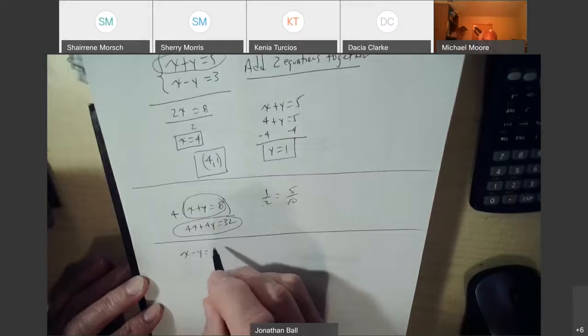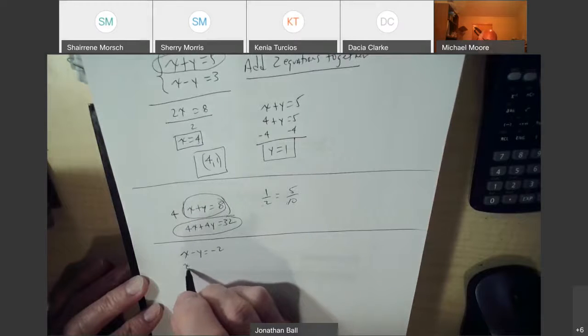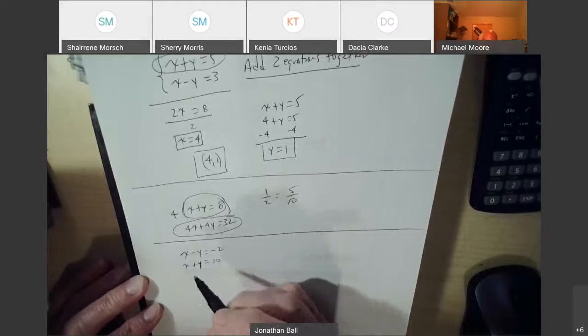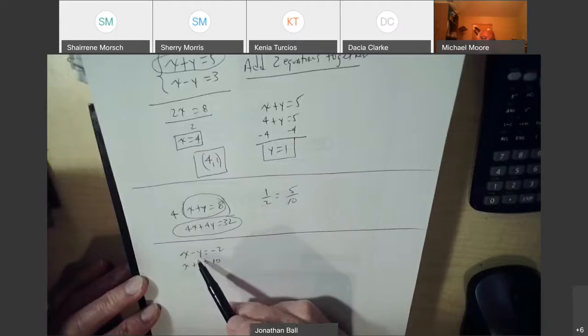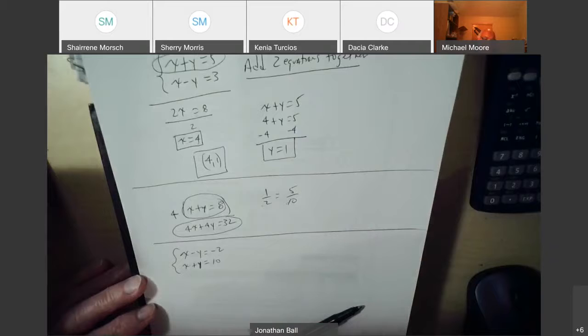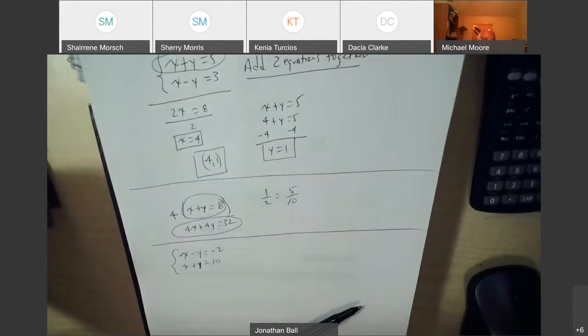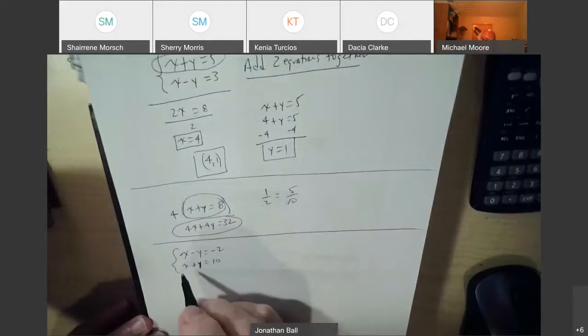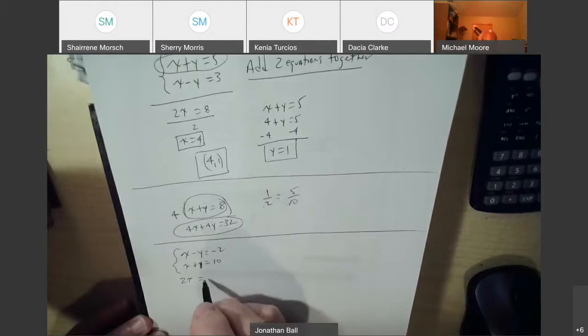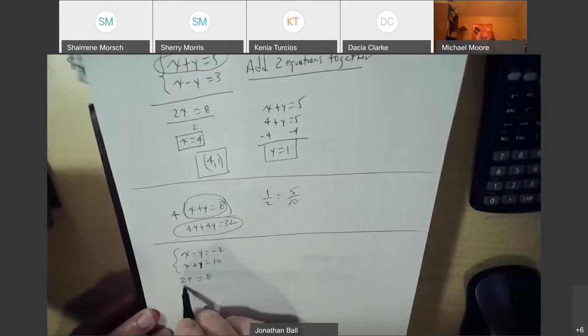Now let's do another one that's again very easy. x minus y equals -2, and x plus y equals 10. Now you can see the y's are opposite from each other, and that's what we want, because when we add these two equations together, it eliminates the y's. So we have 2x, y minus y is 0, it's eliminated, equals 8. Divide by 2, x is 4.